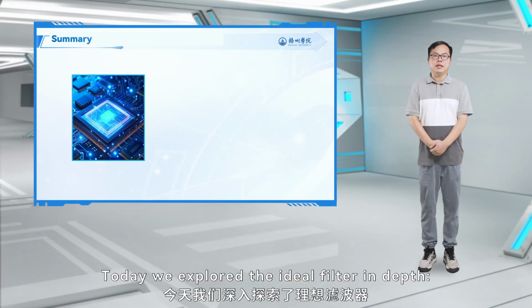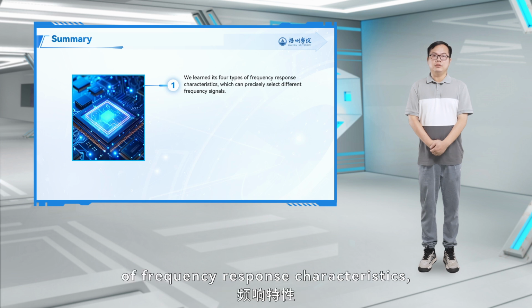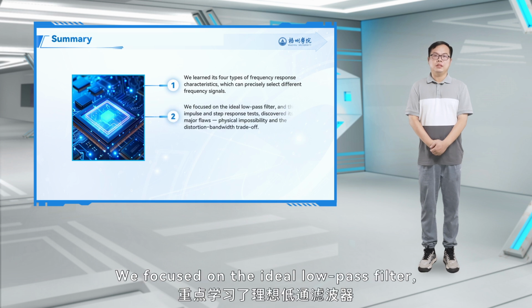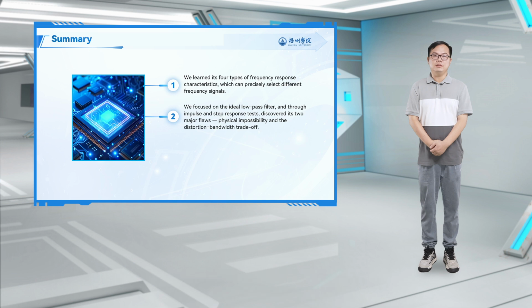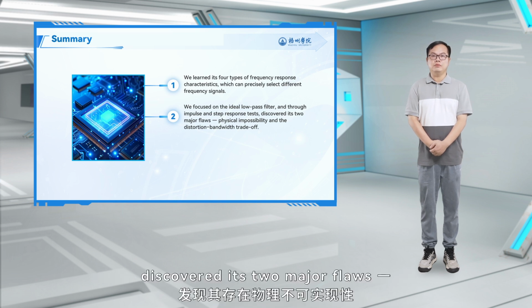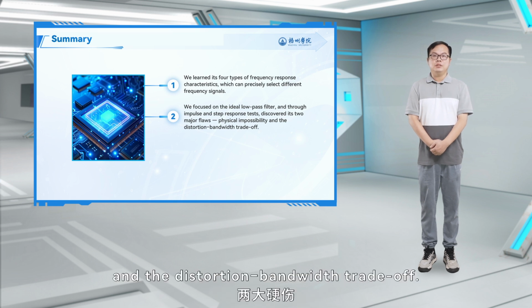Today we explored the ideal filter in depth. First, we learned its 4 types of frequency response characteristics, which can precisely select different frequency signals. We focused on the ideal low-pass filter, and through impulse and step response tests, discovered its 2 major flaws: physical impossibility and the distortion, bandwidth trade-off.